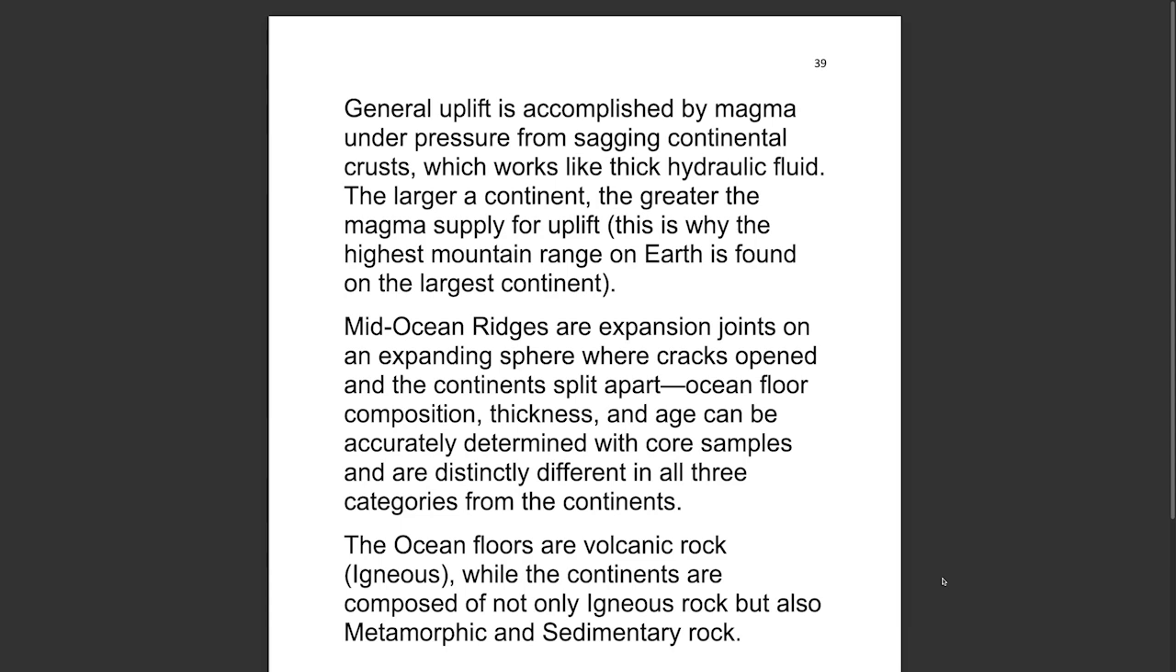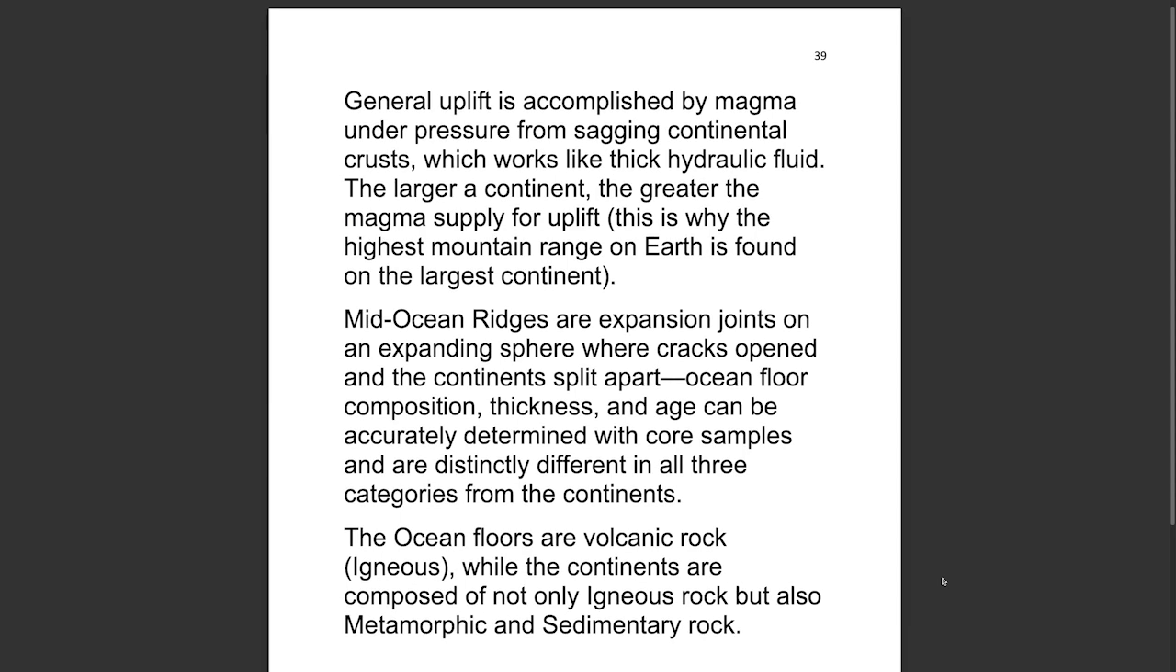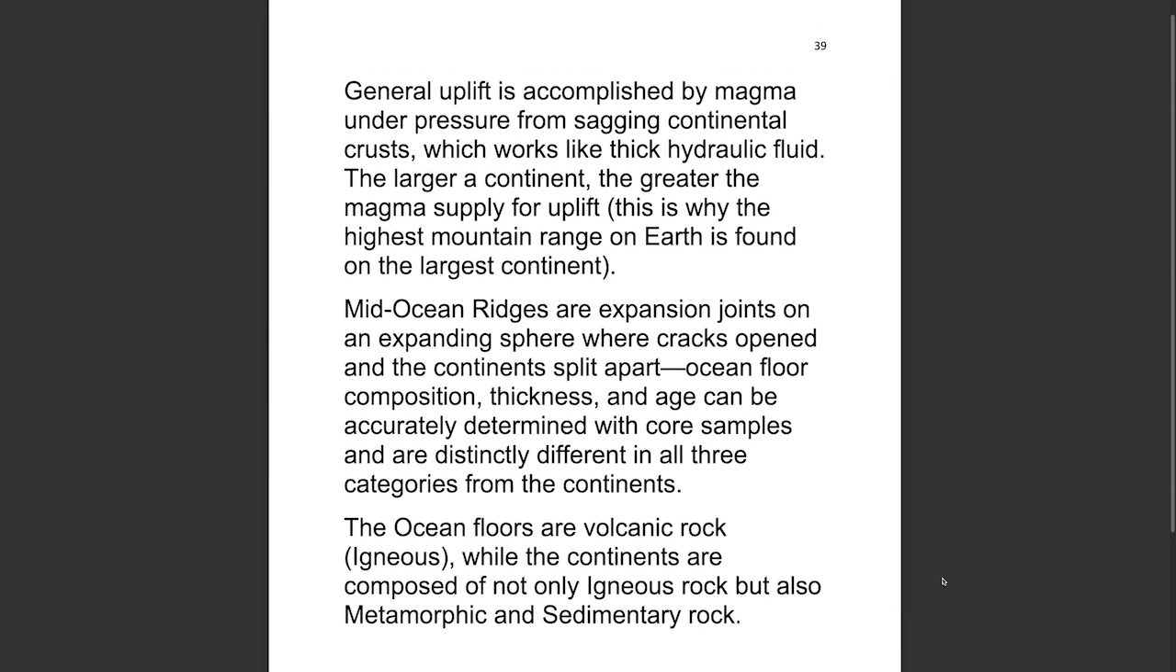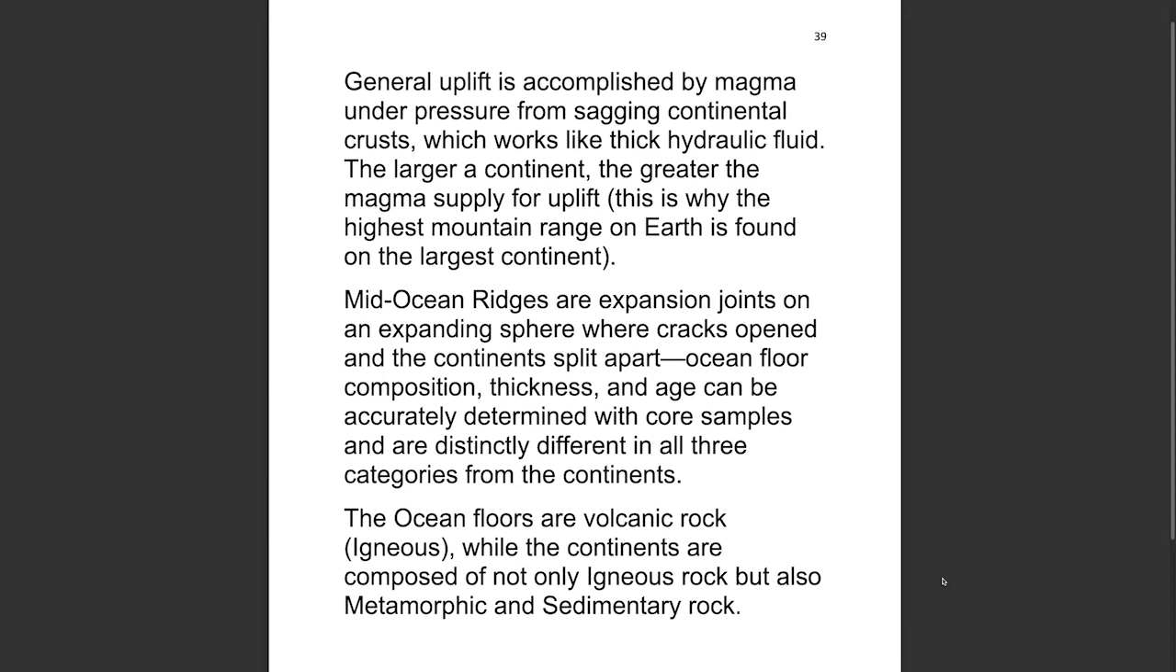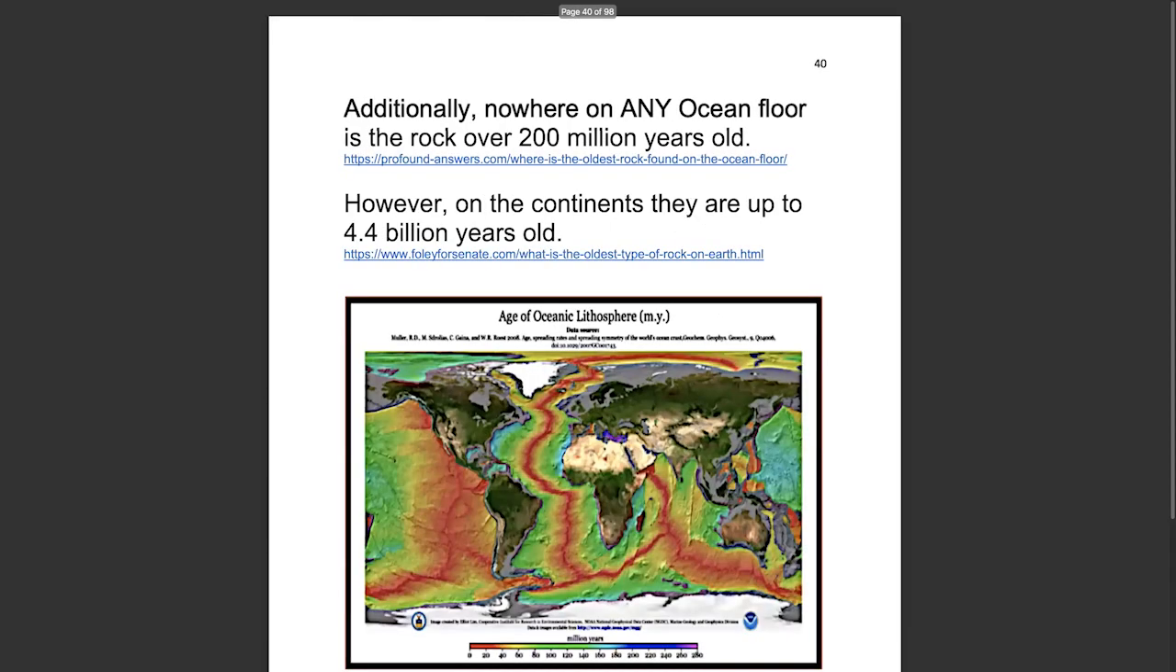The floors of the oceans are volcanic rock, igneous, while the continents are mostly composed not only of igneous rock, but also metamorphic and sedimentary rock. You don't find sedimentary rock almost at all on the floors of the oceans. Additionally, nowhere on any ocean floor is the rock over 200 million years old. In other words, they weren't there. So you can go to this link here. However, on the continents, rock is up to 4.4 billion years old.